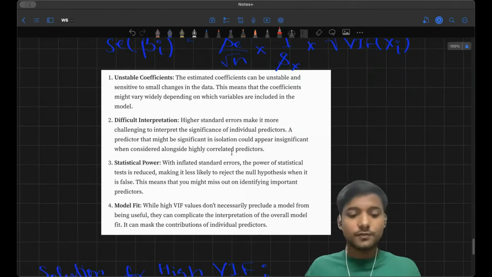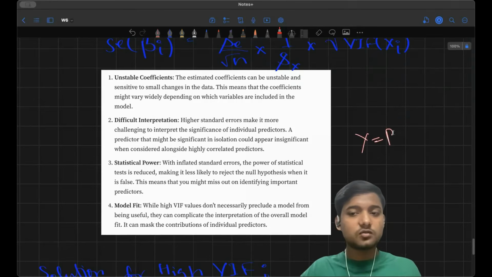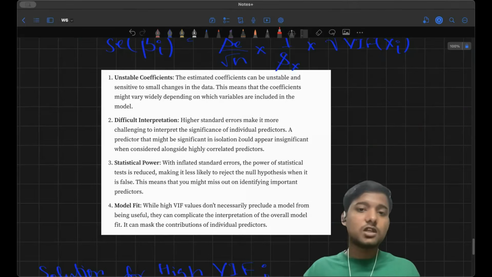What does that mean? Let's say I was originally building a model y is equal to beta naught plus beta 1 x1. So this model looks very good, right? But when I go with a model, let's say y is equal to beta naught plus beta 1 x1 plus beta 2 x2, and you realize x2 is highly correlated with x1. In that scenario, this model would not be very good to interpret, because in isolation x1 was performing well alone, but x2 and x1 are highly correlated. So when two correlated variables are used, that could be a problem. You can read the others.